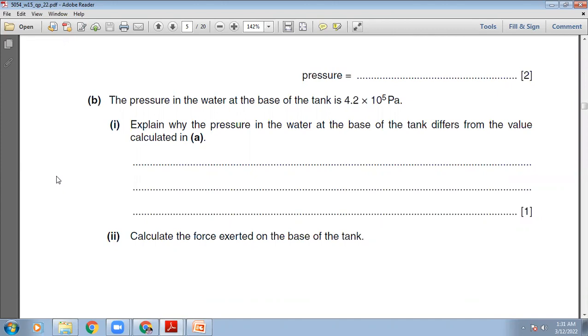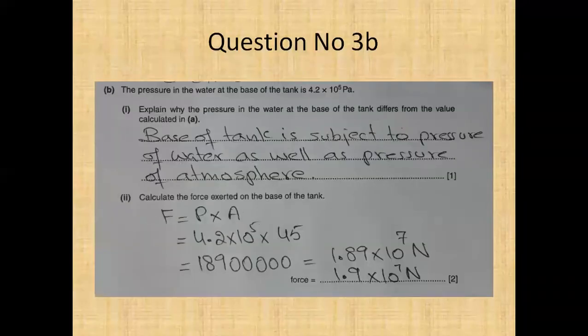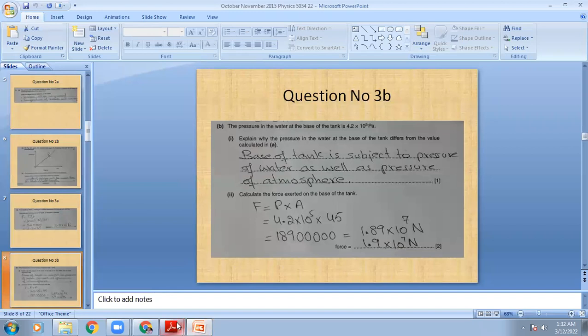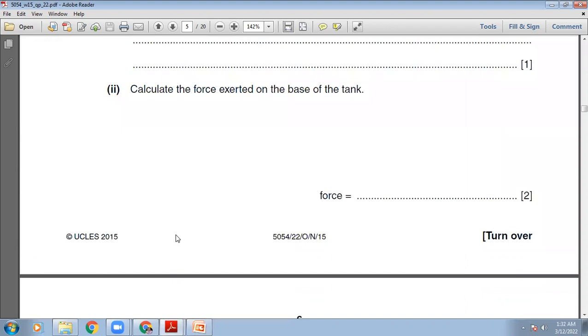Explain why the pressure in the water at the base of the tank differs from the value calculated in the A part. In the A part, we only calculated the pressure due to the weight of the water. But in reality, the pressure at the base of the tank will be due to the weight of the water plus the atmospheric pressure. So that's why our value was less than the actual value of the pressure. Let me show you my written answer. The base of the tank is subject to the pressure of the water as well as the pressure of the atmosphere.